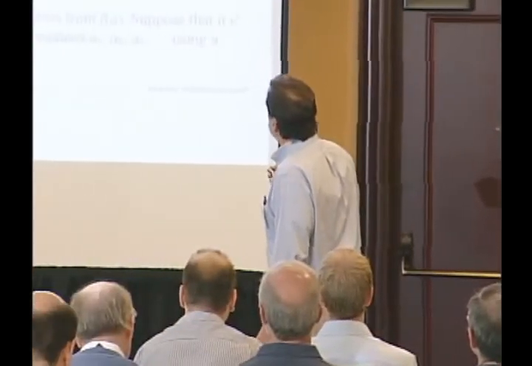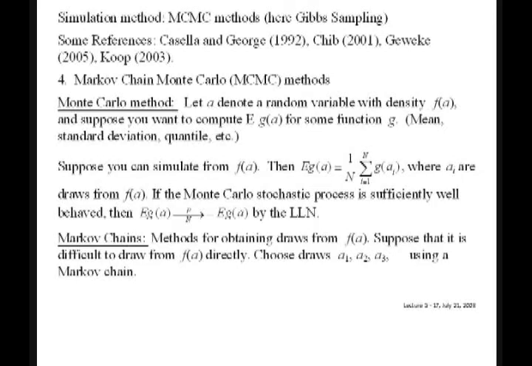And as long as these A's weren't too weird and this function wasn't too weird, you would be able to estimate this thing with, in some sense, arbitrarily fine precision if you let the number of draws get really big. Okay, so that's just the law of large numbers. So that's the Monte Carlo bit of this.